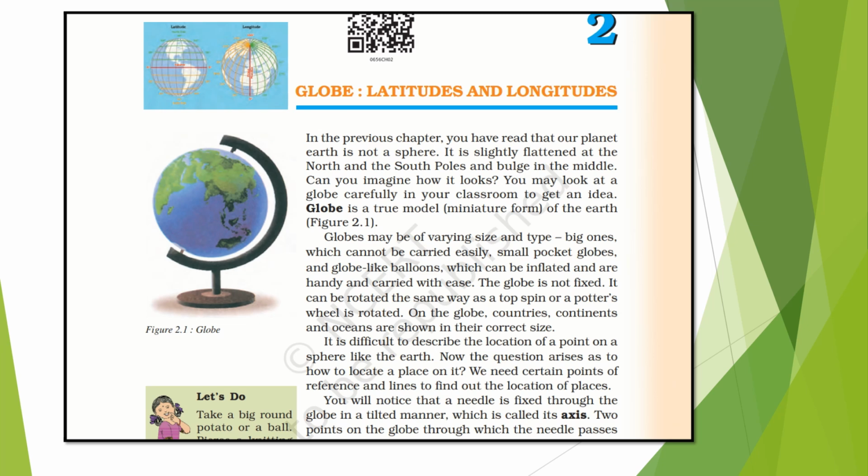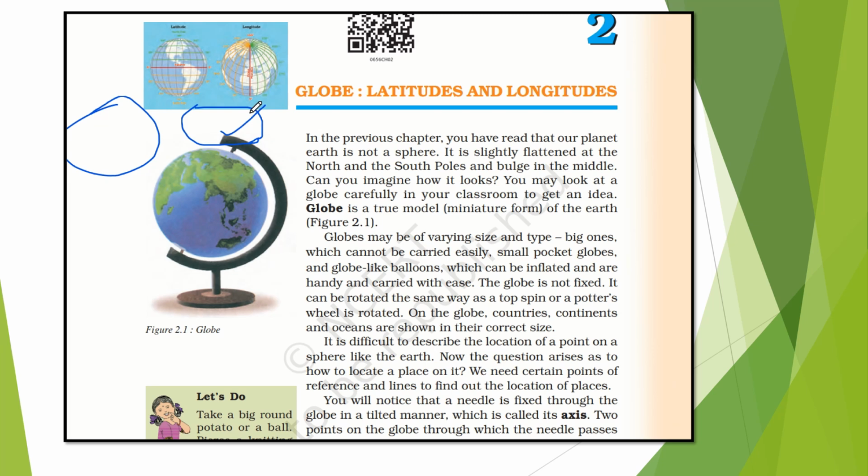So it is not a round shape like a ball. It is flat at the poles, like this. Just imagine how it looks. It bulges in the middle, but at the pole side it is flattened. You may look at a globe carefully if you have one with you. It is in the classroom, but if you have one at your home also, you can see what shape that globe has.